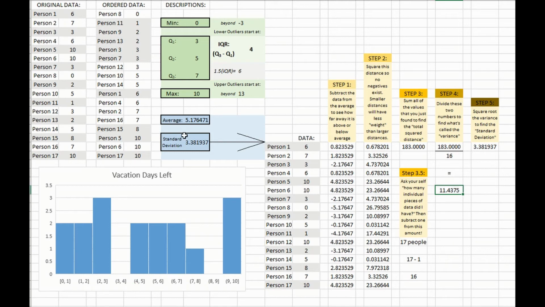Now this whole process is to find the standard deviation, and we haven't found that yet until you take the square root of the variance. So that 11.4, we're going to square root that.